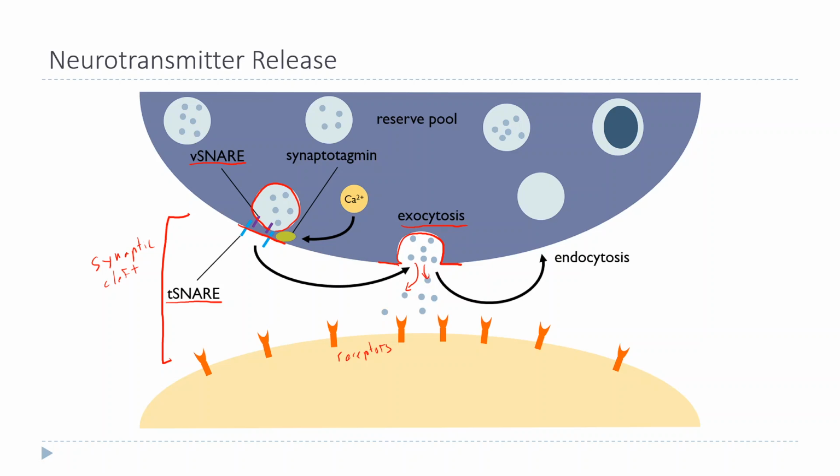And then the vesicle itself reforms. Once the neurotransmitters are released, this chunk of membrane that includes what used to be the synaptic vesicle essentially pinches back off into the cell and forms a new, now empty vesicle. That process is called endocytosis. This is how vesicles get recycled. Eventually they can be refilled, go back to the reserve pool, and go through the whole cycle again.